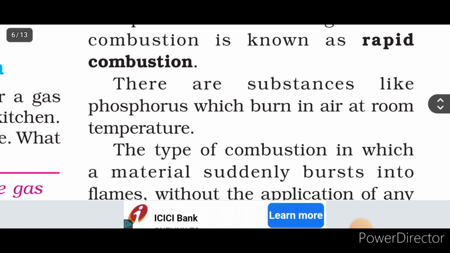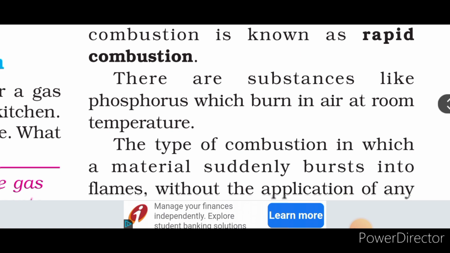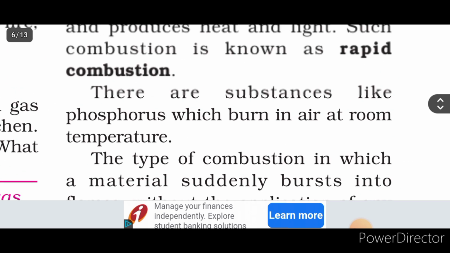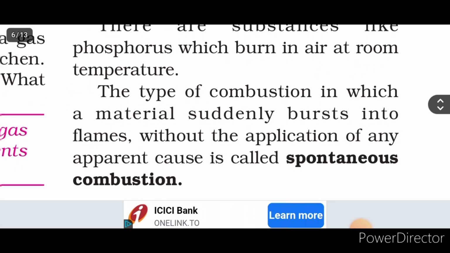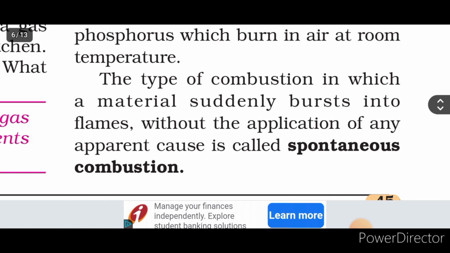There are substances like phosphorus which burn in air at room temperature. Phosphorus is an example of rapid combustion. The type of combustion in which a material suddenly bursts into flames without the application of any apparent cause is called spontaneous combustion.